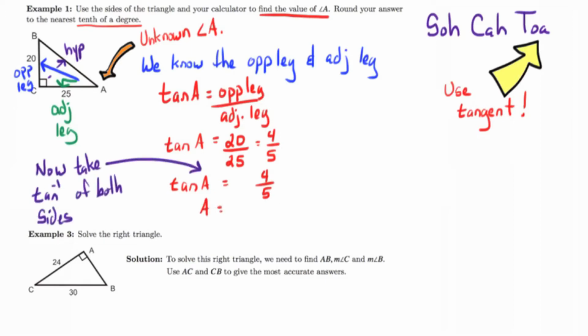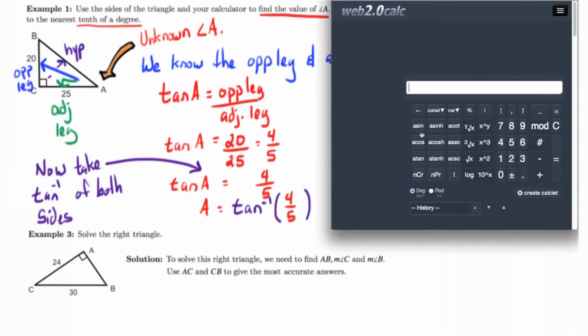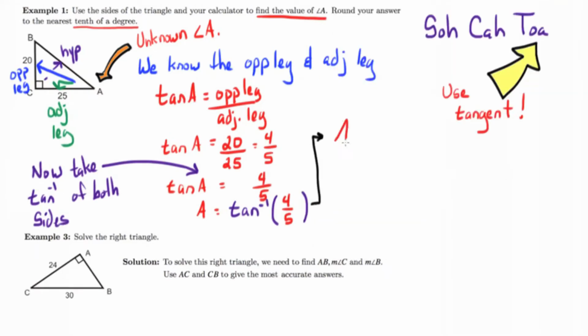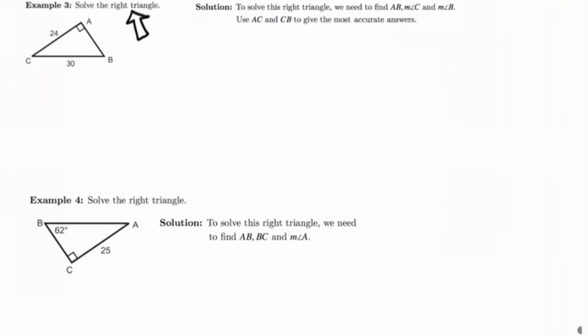So if I undo tangent by taking the inverse tangent of both sides, I use my calculator and make sure I use inverse. In this case, it's A tan, or arctangent. I plug it into my calculator and I get 38.7 degrees. That is the angle from the two sides that were given.